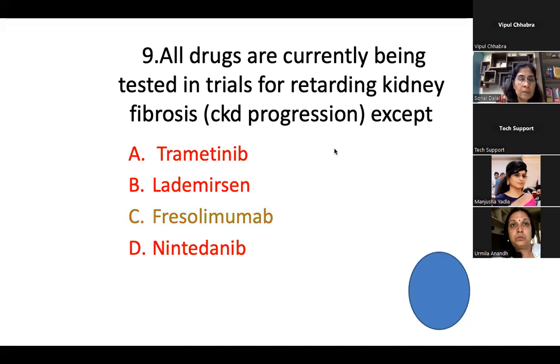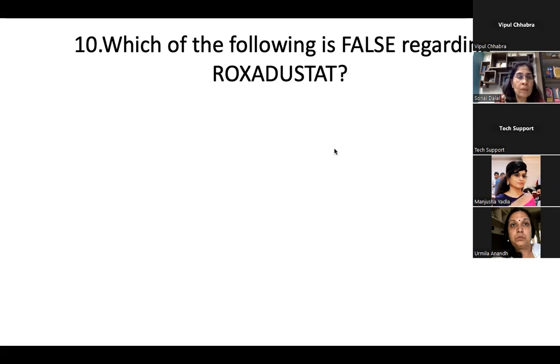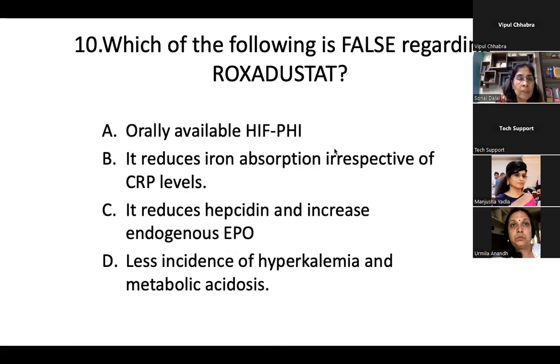Time up. The answer is prizolizumab. Question number 10. Which of the following is false regarding roxadustat? Option A, it is an orally available HIF-PHI. Option B, it reduces iron absorption irrespective of CRP level. Option C, it reduces the hepcidin and increases the endogenous EPO. And option D, it has less incidence of hyperkalemia and metabolic acidosis.